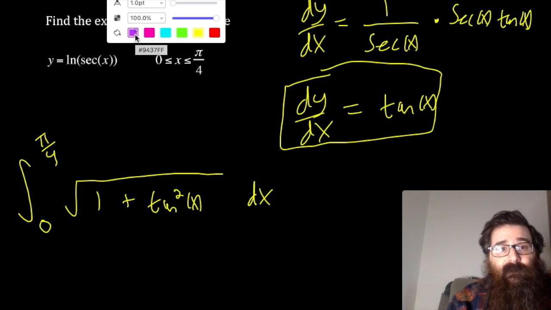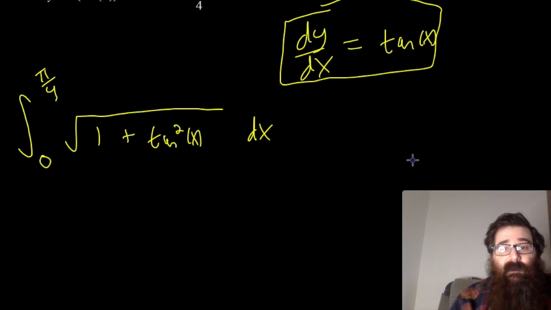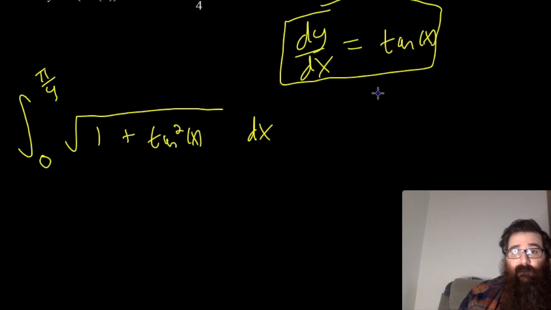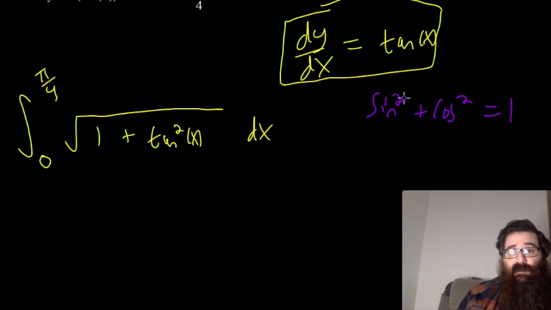Well, hopefully this looks familiar. This is actually a Pythagorean identity. If we remember, sine squared plus cosine squared equals 1. And excuse my poor notation, it should be sine squared of x, for example, cosine squared of x. Let me throw that in there so nobody makes fun of me.